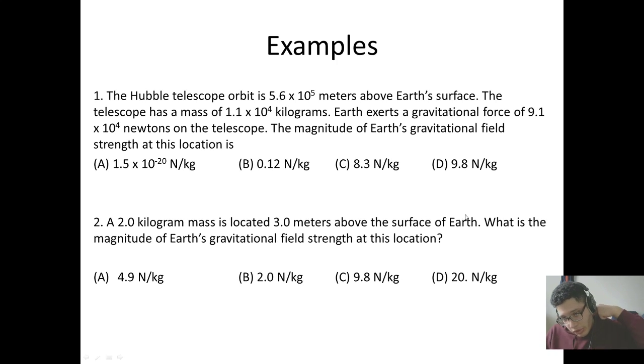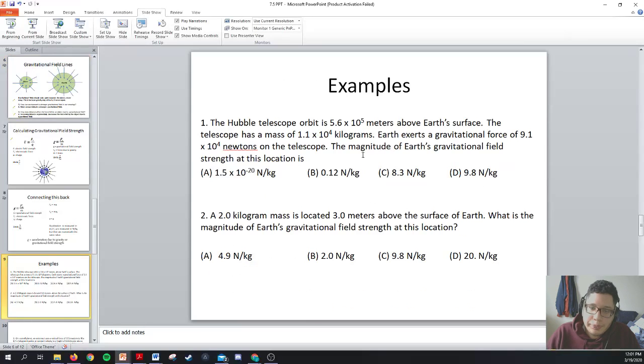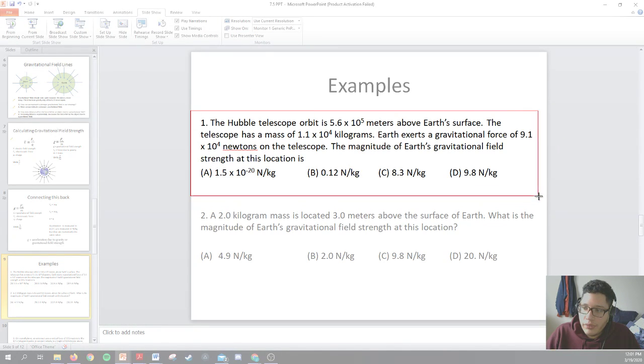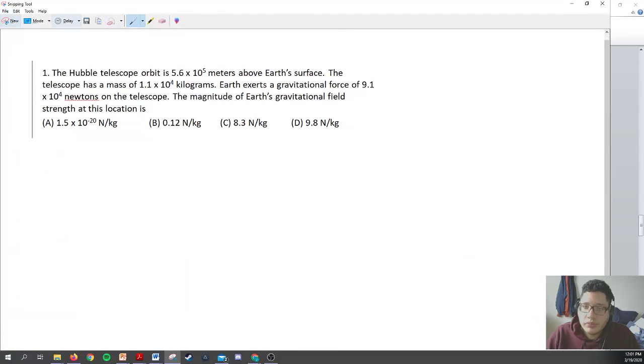So, the Hubble telescope orbit is 5.6 times 10 to the 5th meters above Earth's surface. The telescope has a mass of 1.1 times 10 to the 4th kilograms. Earth exerts a gravitational force of 9.1 times 10 to the 4th newtons on the telescope. The magnitude of Earth's gravitational field strength at this location is. So, you're being asked for gravitational field strength. That's key number one, right? That we're being asked for gravitational field strength. Immediately you should be thinking about g equals Fg over m.